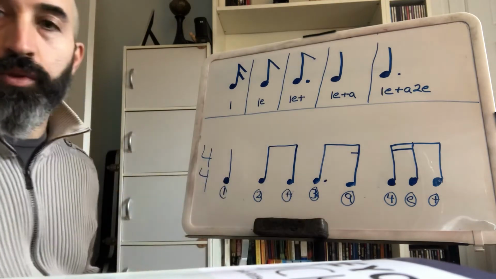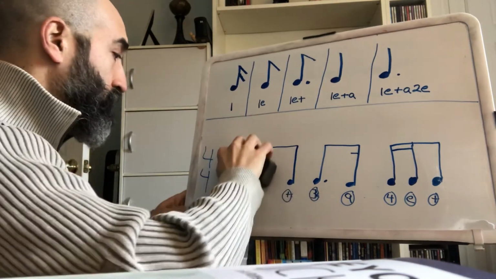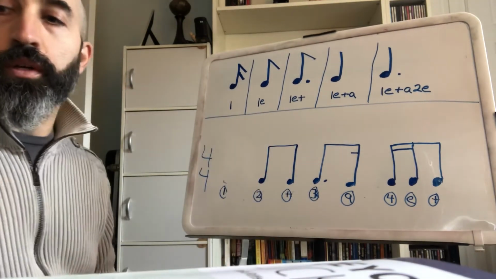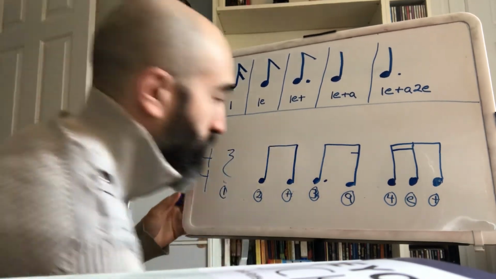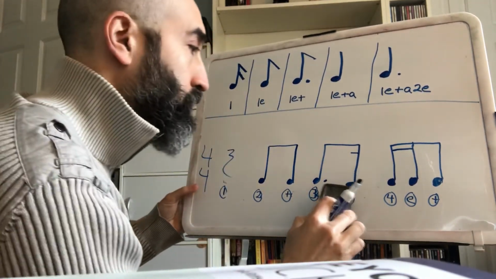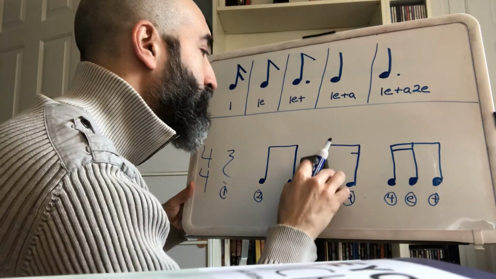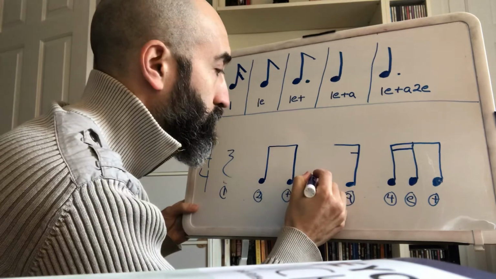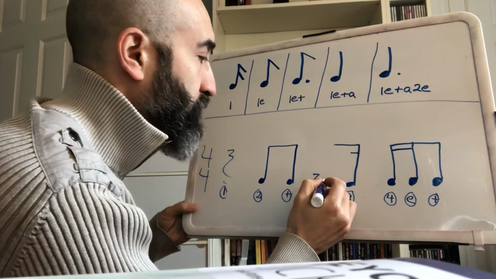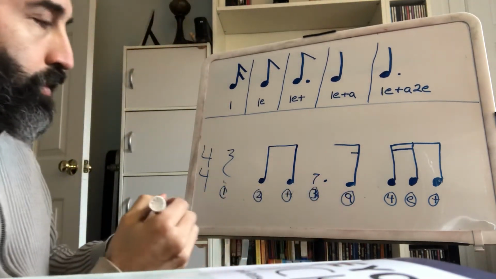If you were to do this with rests, it would be the same situation. If I turn that quarter note into a quarter note rest, it's the same thing. If I turn this dotted 8th note into a dotted 8th note rest, it's the same thing. Okay?